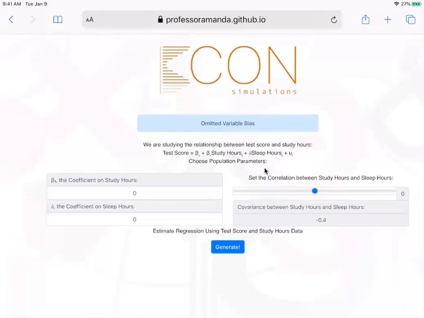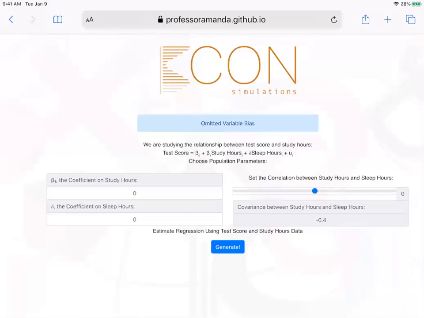So in order to study how omitted variable bias comes into play in this relationship, I'm going to think about 3 parameters. Beta 1, the coefficient on study hours; delta, the hypothetical coefficient on sleep hours and its relationship with test scores; and the correlation between the number of hours spent studying and sleep hours. So I start by asking students to think about what these population parameters might be.